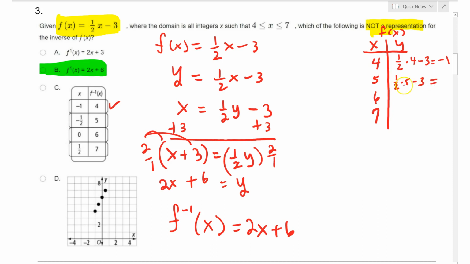So 1/2 of 5 is 2.5, 2.5 minus 3 is -1/2. So the inverse would be (-1/2, 5), so that checks. The next one is 1/2 times 6 minus 3. 1/2 of 6 is 3, minus 3 is 0. So the inverse should be (0, 6), so that checks.